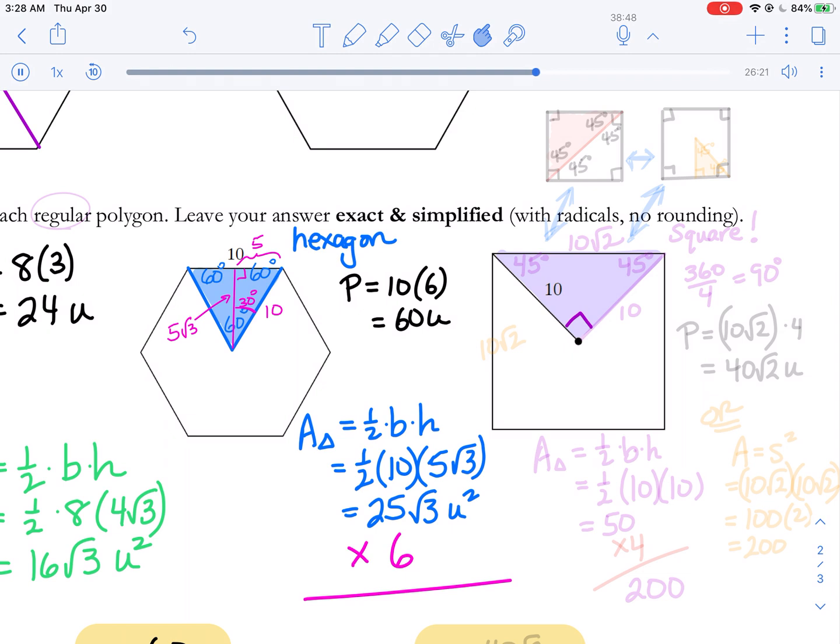I could draw a triangle like this. There are lots of different ways to draw that in.